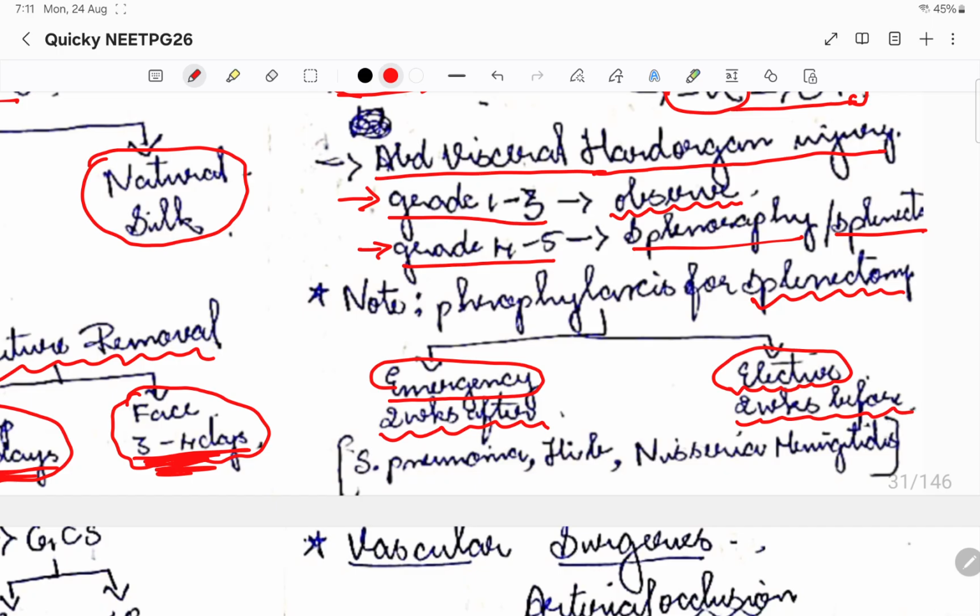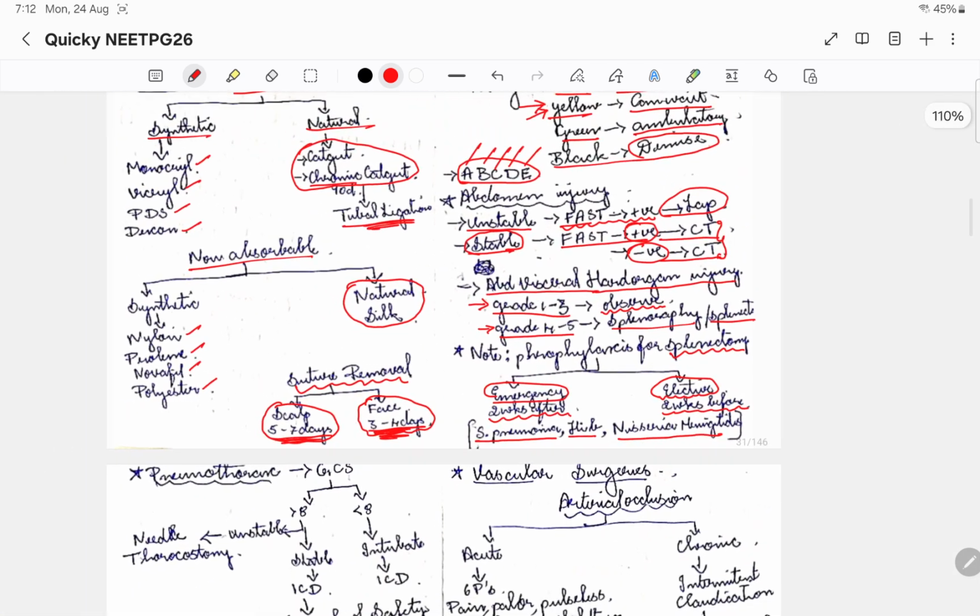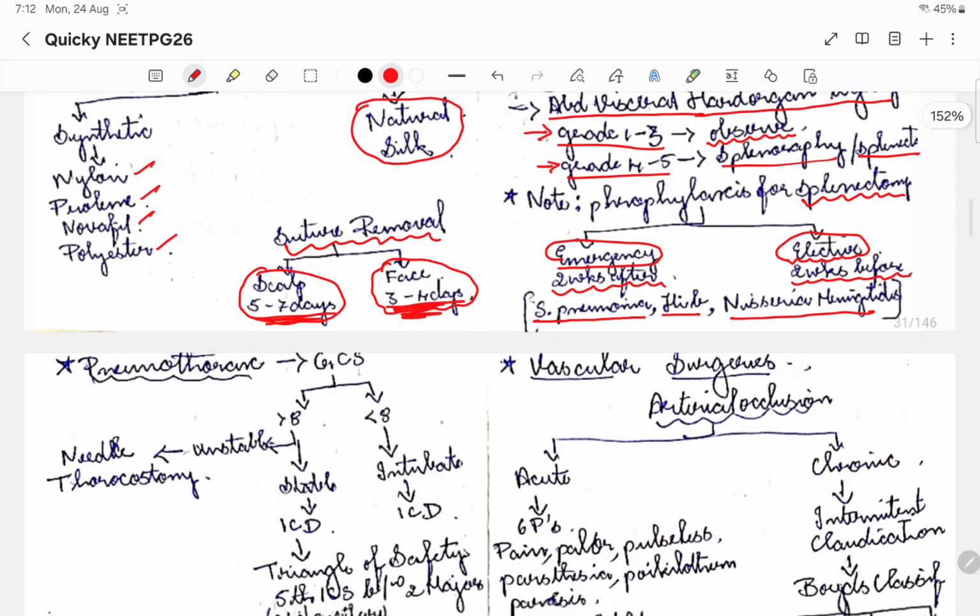So what are the components of the prophylaxis? The vaccine that we give contains Streptococcus pneumoniae, then Haemophilus influenzae B, then Neisseria meningitidis. These are the vaccines that we give.